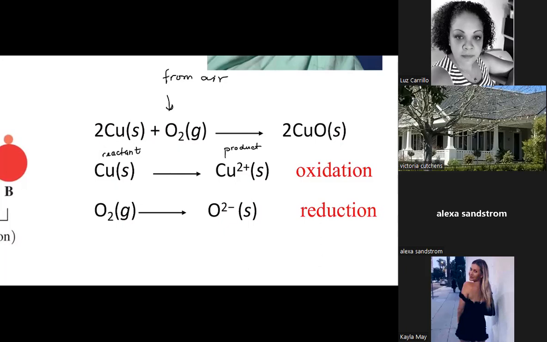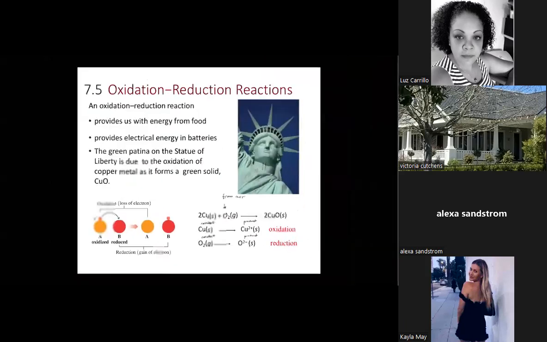And as you can see here in the reactant, we have molecular oxygen, which is technically ground state oxygen. When we look at the product, because now we have the formation of an ionic compound, we see that those 2 electrons that were lost by copper were gained by oxygen, okay? So oxygen gained electrons, it became an anion, and that's why it undergoes reduction, okay?